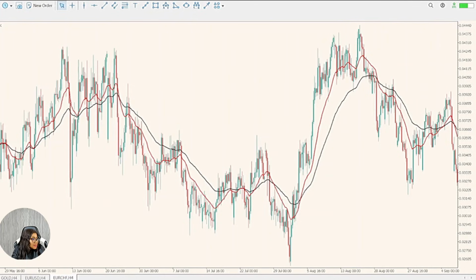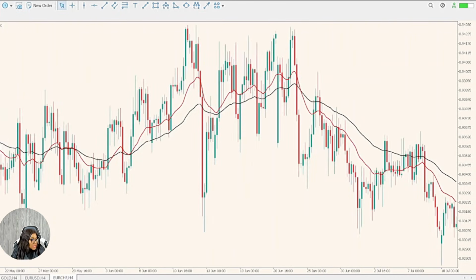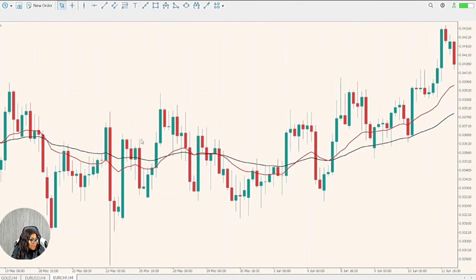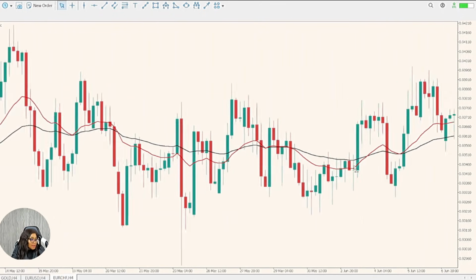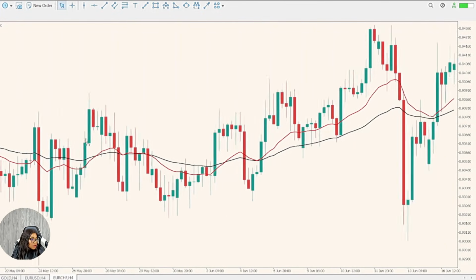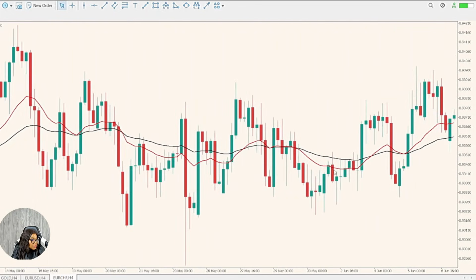A ranging market is where the majority of traders would lose money without knowing why. This is the chart of Euro Swiss franc. Euro CHF is usually referred to as a mirror pair, mirror currencies. They usually move in the same direction, and because of this, they range a lot of the time. So what do I mean by range? You will notice that the price is moving up and down within an area, within a top and a bottom.